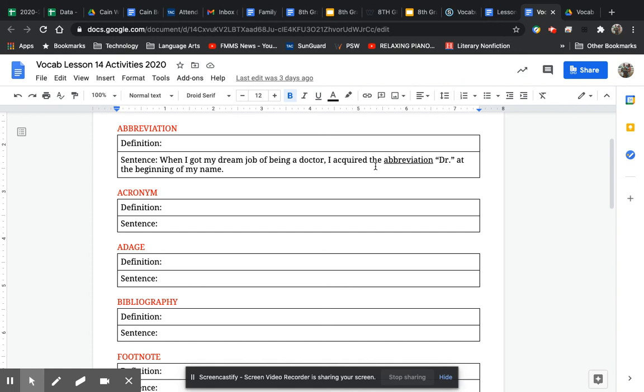Okay, so we're going to give you 10, 15 minutes to work on this. This is due on Wednesday. And like we said, you will have a mastery quiz on Friday over these words. All right, get to work.